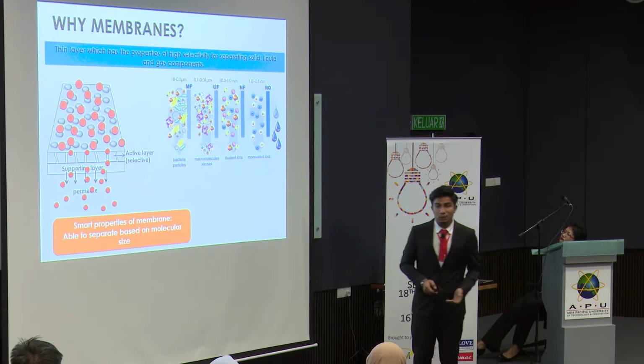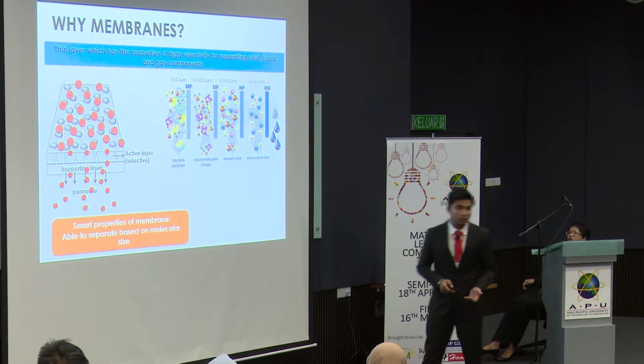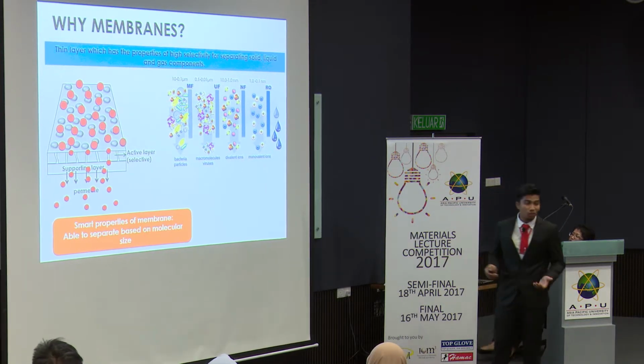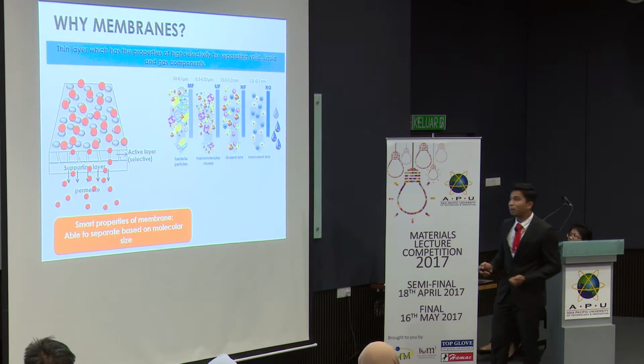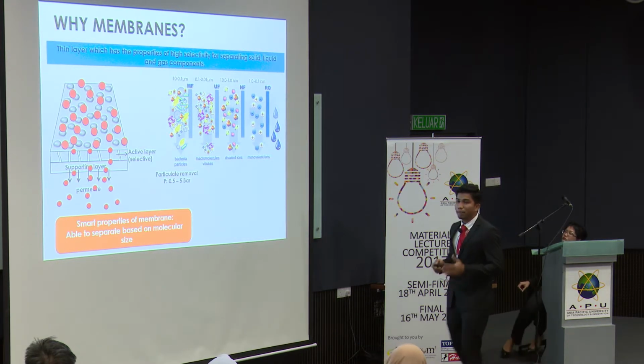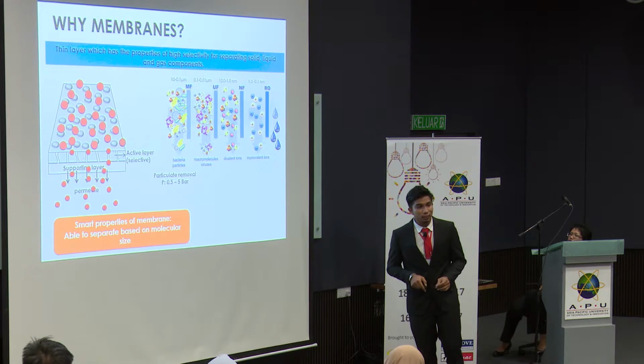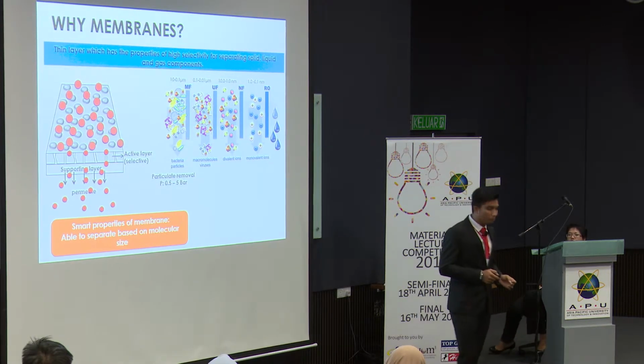Let's say you have brackish water and you want to drink it. You might need the help of a microfiltration membrane, because this membrane is able to remove all the particulates and bacteria contained inside the water with a pressure of 0.5 to 5 bar.